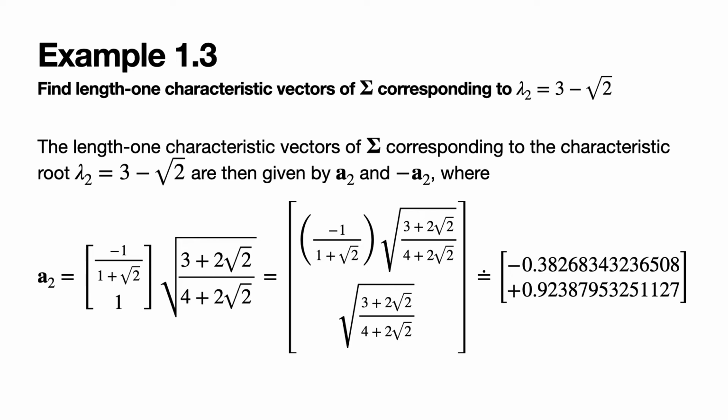Now, the other length 1 characteristic vector of cap sigma corresponding to its second characteristic root would just be the negative of that vector. And so in that vector, the entry in the first row would be positive and the entry in the second row would be negative. All right, so A2 and negative A2 are both length 1 characteristic vectors of cap sigma corresponding to the characteristic root lambda 2, and they're pointing in the exact opposite directions from each other.